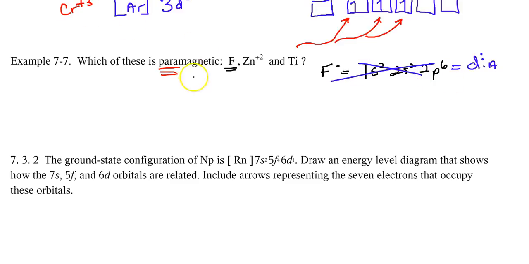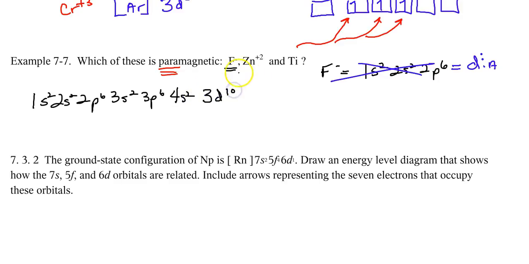What about the next one? Zinc +2. Well, we know zinc is 1s2, 2s2, 2p6, 3s2, 3p6, 4s2, 3d10 when it's what? An atom. It becomes +2 by, guess what? Losing from the 4s, so you get rid of that. If you notice, every single one of these orbitals are filled. So zinc is, again, diamagnetic. It is not paramagnetic. It doesn't have any lone pairs.